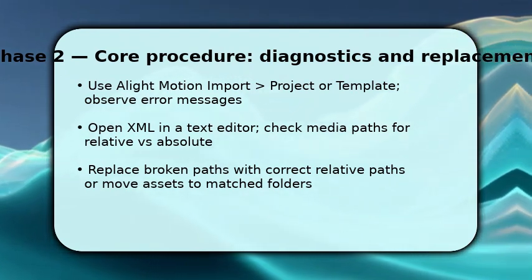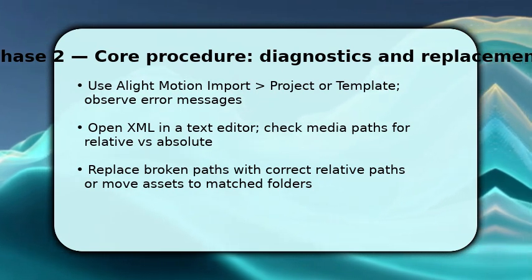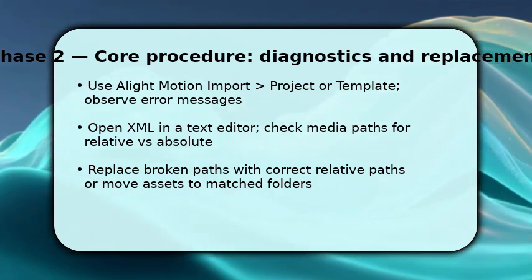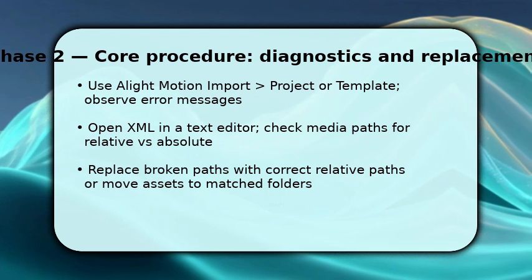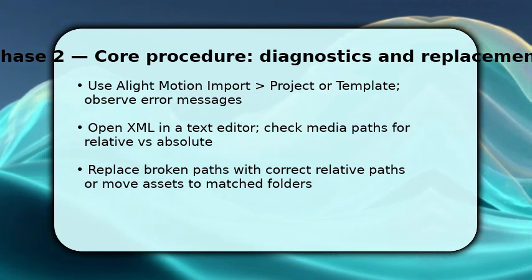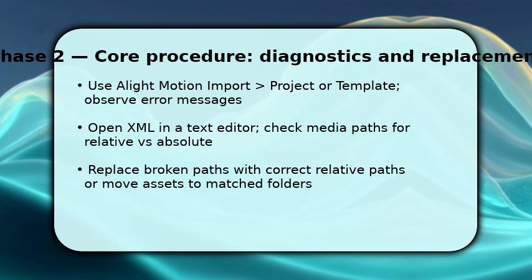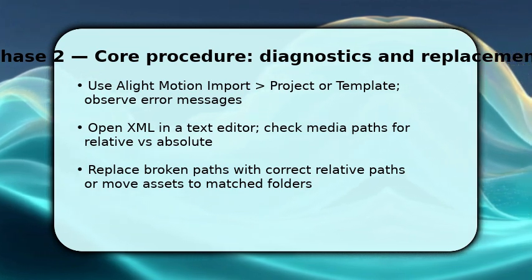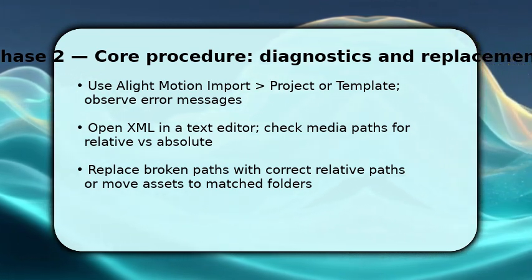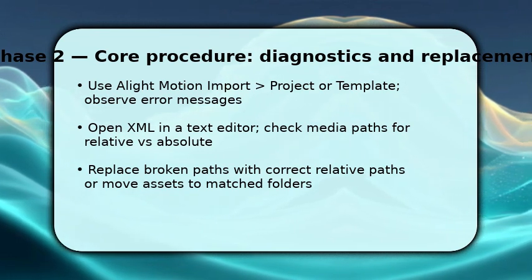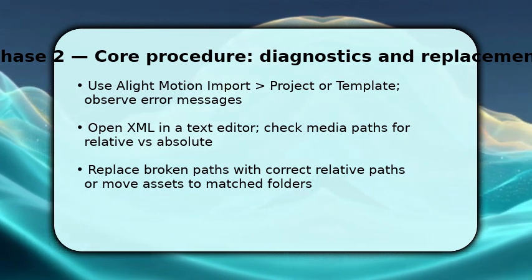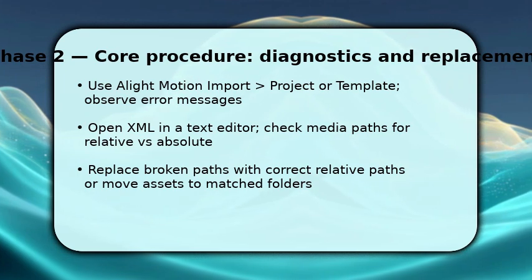If something's missing, open the XML in a plain text editor. You'll see file paths that often point to wrong folders. Replace absolute paths with relative ones that match your project folder, or physically move the media into the folders the XML expects. After editing, save and import again. This fixes link resolution and restores layers, effects, and keyframes.